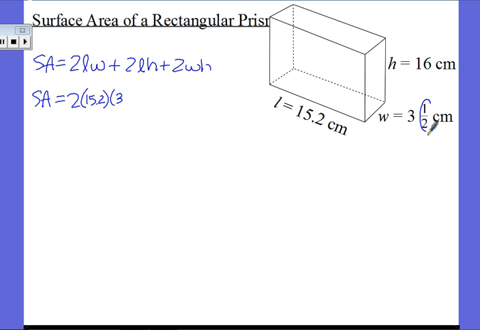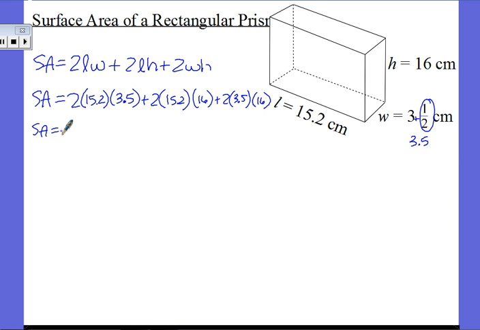Before we do that, let's convert this 1/2 by doing 1 divided by 2 and then adding the 3. So in our calculator, 1 divided by 2 plus 3 gets us 3.5. So we're going to substitute in 3.5 plus 2 and then 15.2 for length again, 16 for height, plus 2, 3.5 again for width, and then 16 for height. Okay, if we type this in as is without hitting the equal sign until the end, it will do order of operations for us in our calculator.